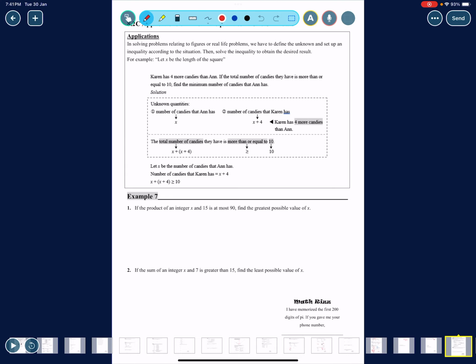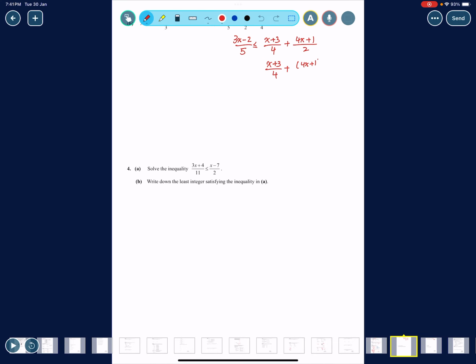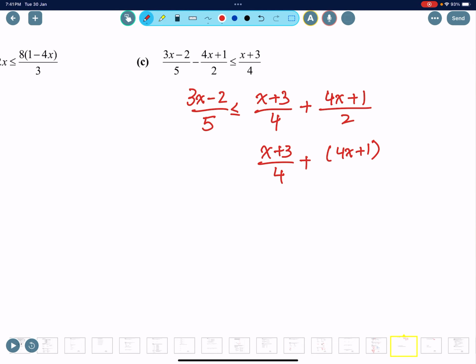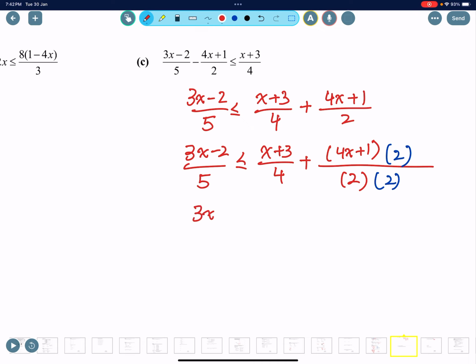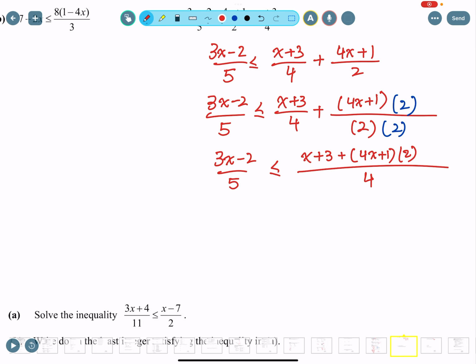I have to multiply 2 with 2 in order for 2 to be a 4. Right? So now we can combine. You will end up with x plus 3 plus a bracket 4x plus 1 times 2 over 4. They're both 4 at the bottom. I combined it already. I want to save some steps.